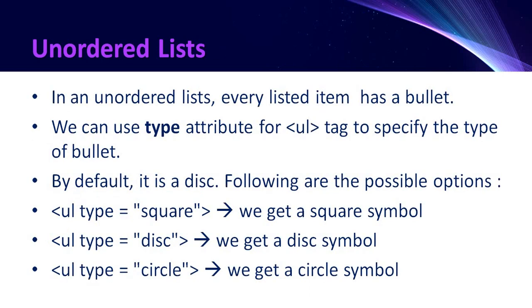If I want the bullet to be changed, I have to use a type attribute. This is the attribute which is used to change the type of the bullet. I have to specify it in the UL tag. By default, this is the default bullet, which is named disk, and the other types of symbols are square, where we get a square symbol, and circle, where we get a hollow circle. This disk is a filled circle and circle is a hollow circle.